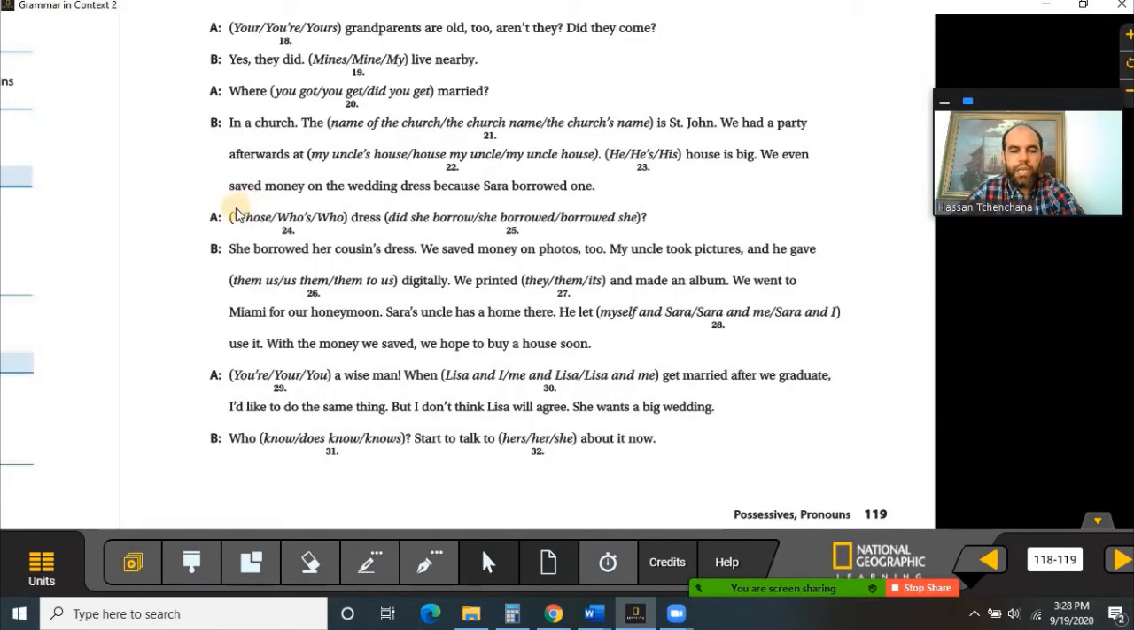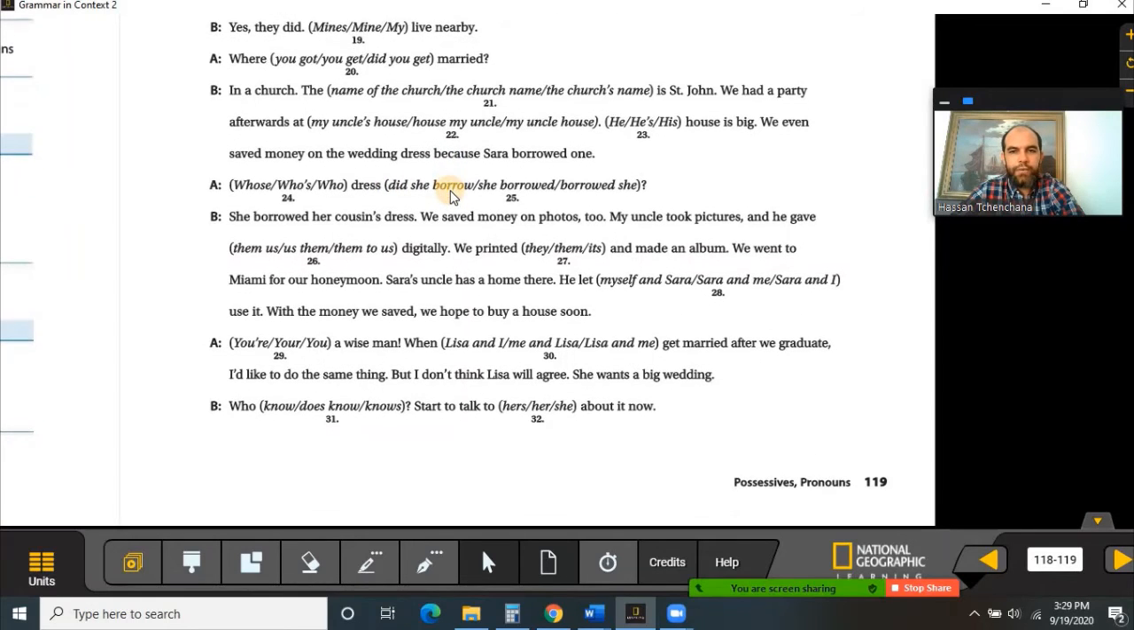Now if whose is the main subject, we don't need did. Now if there is another subject in the sentence, then we need did. We need to use did, and we need to choose the one with another subject. Now, whose dress did she borrow? She borrowed she. If you see here, we have she. This is the main subject. Therefore, whose is not the main subject. And thus, we have to pick the one with the auxiliary, which is did. Whose dress did she borrow?